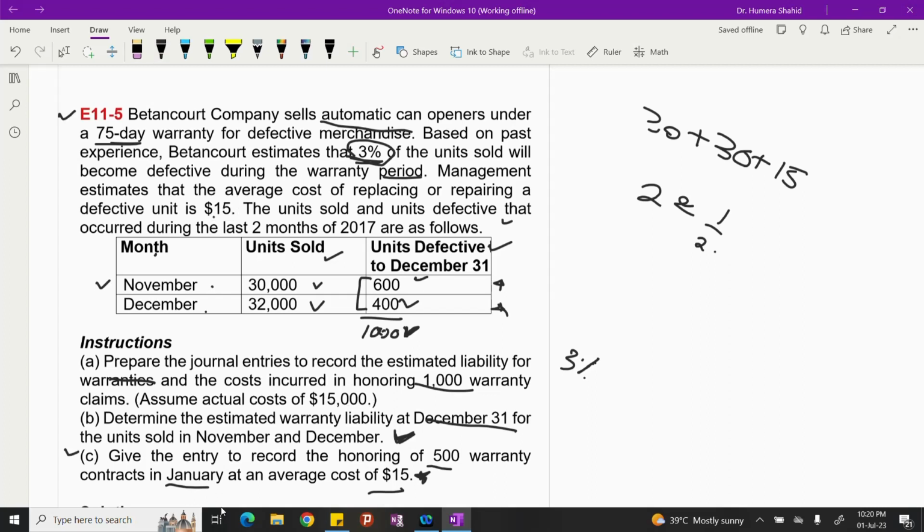Okay. So let's move towards the recording of journal entries and some minor calculations along with these recordings. Firstly, for the warranty liability, we have to estimate 3% of units sold. How many units did you sell? 30,000 in November and 32,000 in December, altogether 62,000. These are units, okay? If you multiply by 3%, you will know how many units you expect will come back, and 15 is the repair cost for them.